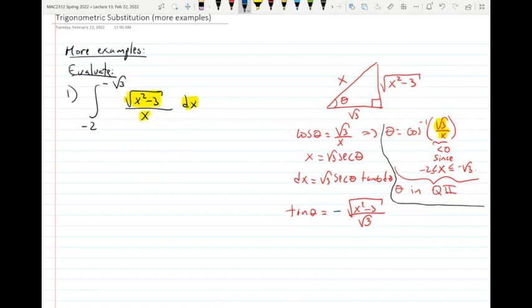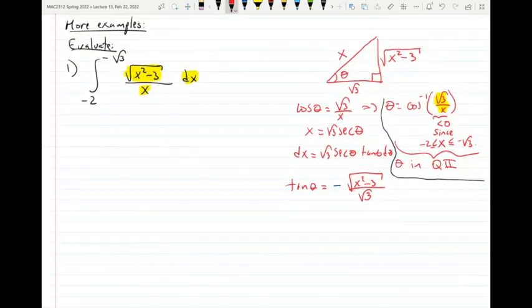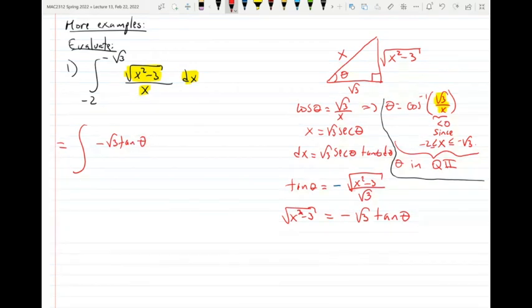All right. So after we do this, now we can solve for the square root. So that means square root of x squared minus 3 equals negative square root of 3 times tangent. Questions? So now I'm going to put everything back into my integral and let's solve. All right, so now we make our substitution. So the square root on top becomes negative square root of 3 times tangent. The x in the bottom was the square root of 3 times secant. And my dx was the square root of 3 secant tangent d theta.